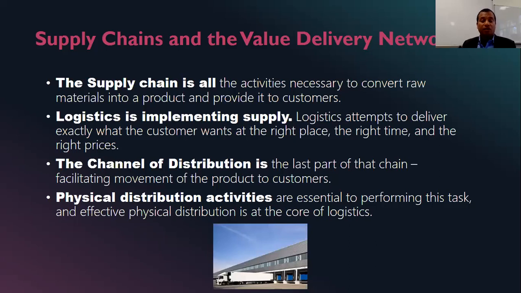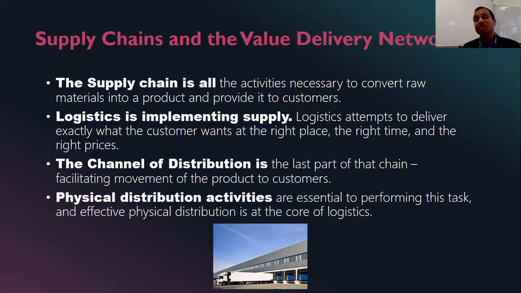Okay. So the supply chain and the value delivery network. Supply chain is all the activities necessary to convert raw material into the product or services, finally, which need to be provided to the customer. So somehow you understood the concept of supply chain. Then what is logistics? The logistics is a part of supply chain. We have seen the supply chain consists of inbound logistics, manufacturing, and outbound logistics. So logistics is a part of supply chain as a whole.